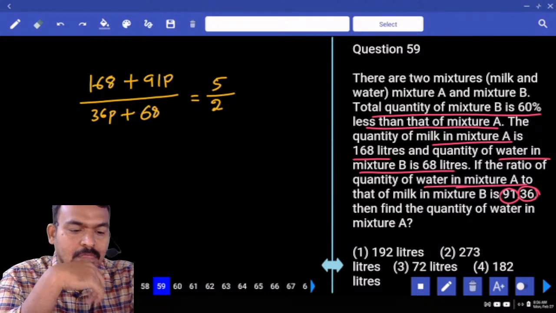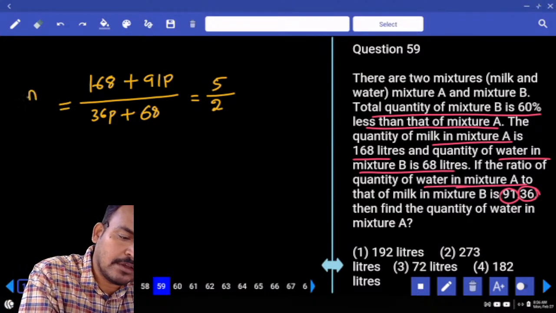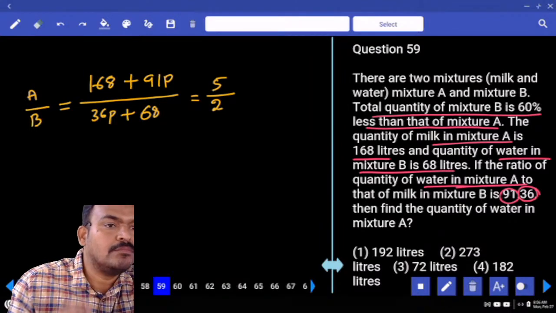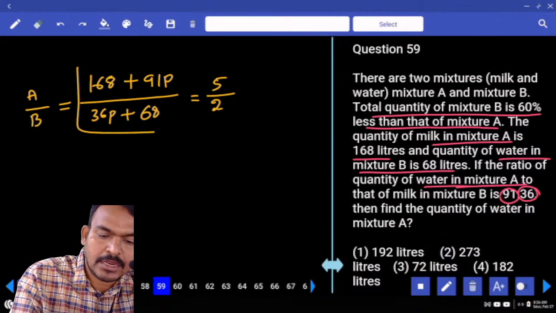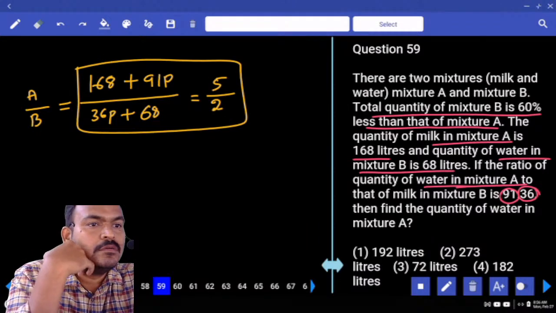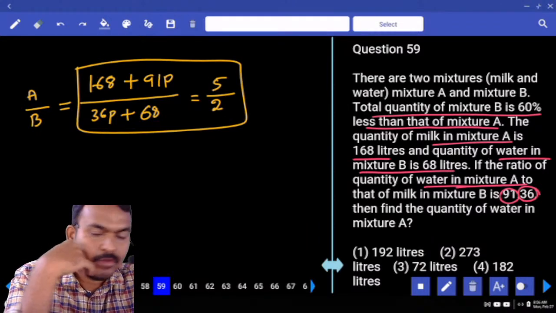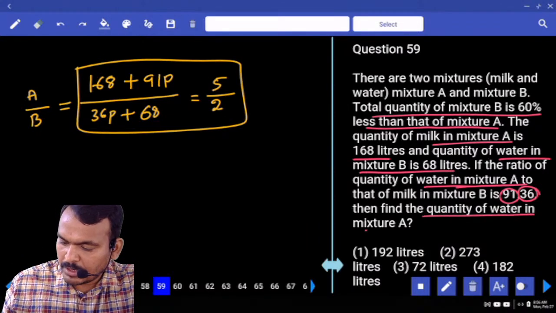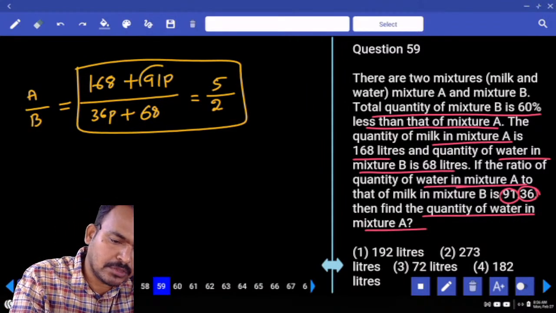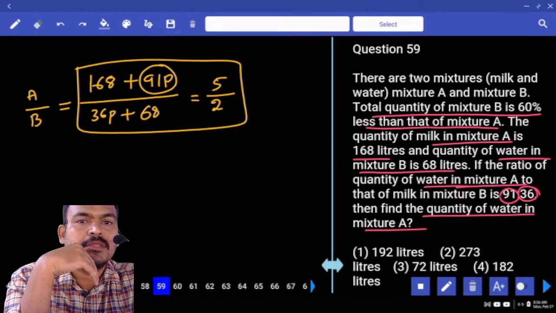Yes or no? That is equal to quantity of mixture A by mixture B, or not? Solving this one, we get how many parts value? One part. What is the question here? Find the quantity of water in mixture A. Mixture A water means how many parts? 91 parts are required.